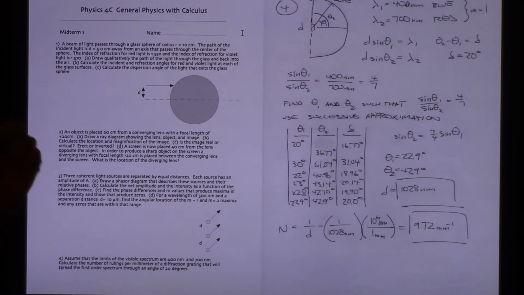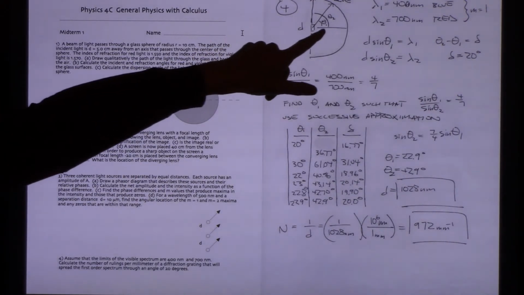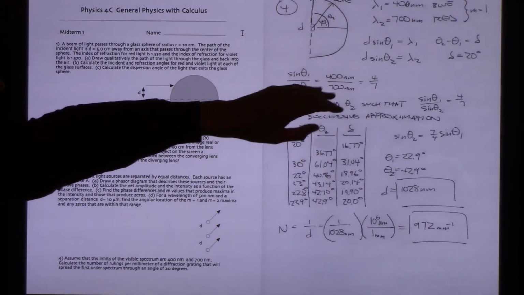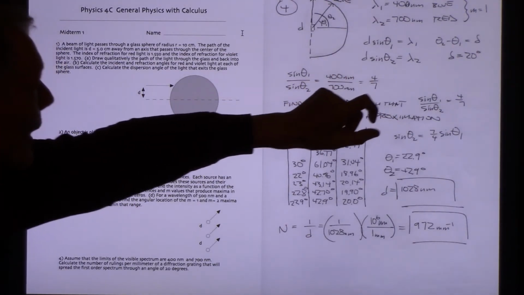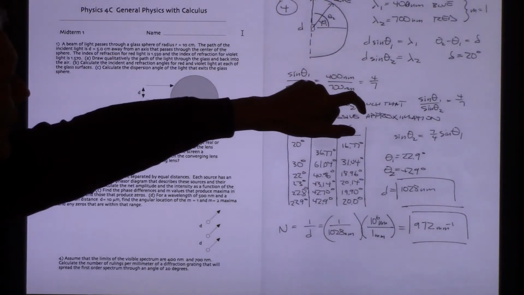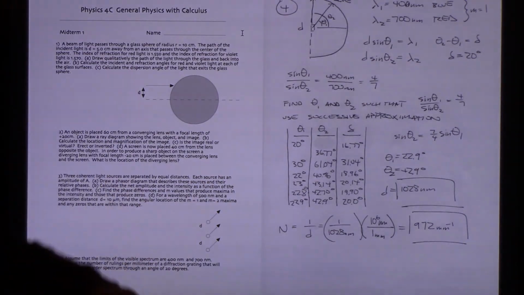I don't know why I put the red light at 90 degrees. I said, okay, there's an angle theta 1 over to blue, there's an angle theta 1 over to red. D sine theta 1 equals lambda 1, D sine theta 2 equals lambda 2, where wavelengths 1 and 2 are for the blue and the red. And I want the difference between the two thetas to be 20 degrees.